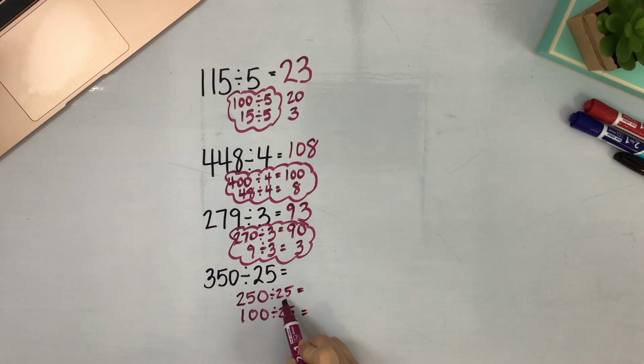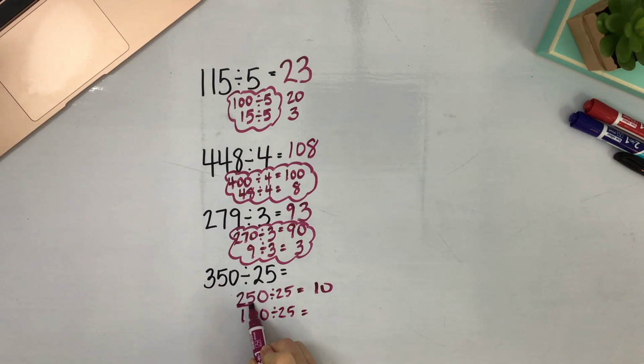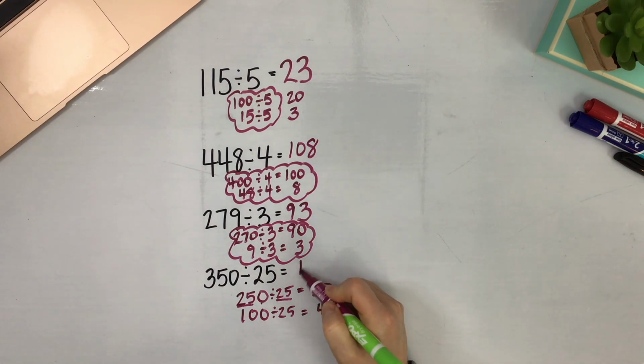250 divided by 25 is 10. Think of the division strategy from another video: 25 divided by 25 is 1, and then I paste that extra 0 on to make 10. 100 divided by 25 is 4. Put them together and we get 14.